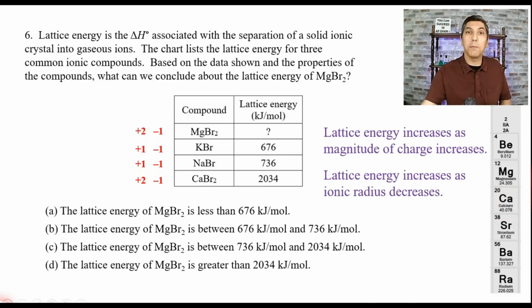And so that tells us that since the magnesium and bromide ions are closer to each other than calcium and bromide ions are, we're going to have a higher lattice energy for magnesium bromide than we even had for calcium bromide. So the answer is choice D. The lattice energy of magnesium bromide is greater than 2,034 kilojoules per mole. And that's because we have a higher magnitude of charge and the distance between magnesium and bromide is smaller than the ionic distance between calcium and bromide.